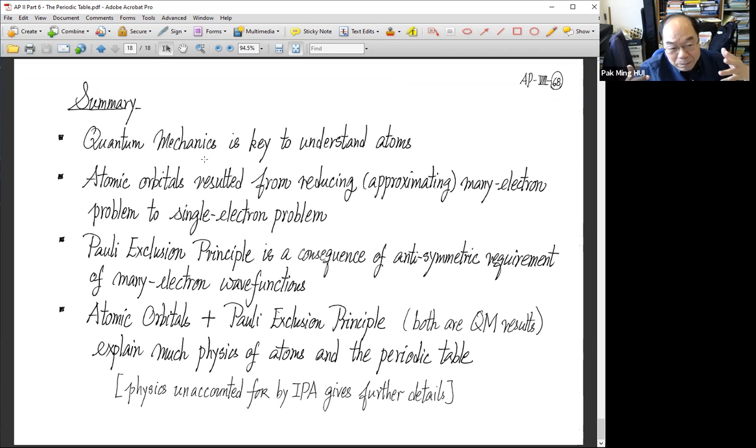So in this summary page, I just want to reiterate the powerful and yet simple quantum mechanical tools that we built up. First of all, quantum mechanics is the key to understand atoms. Although many of you don't like chemistry, that's why you chose physics, I believe. But at this point, I really want you to appreciate that now you are equipped with the proper quantum mechanics to understand chemistry. Okay?